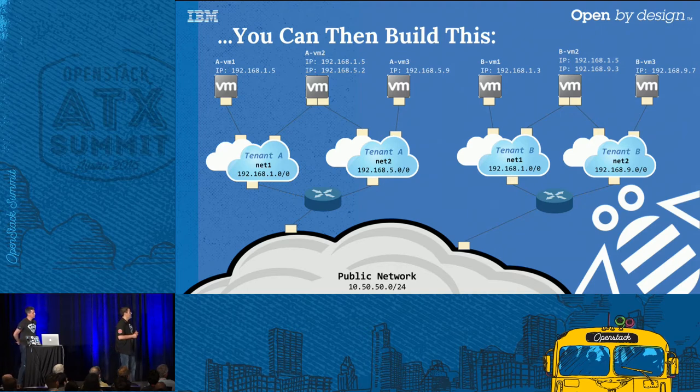The Neutron API also lets you do all this with different plugins on the back end, whether that's a core plugin or a driver with the ML2 modular layer 2 plugin. So there's all kinds of interesting things you can do with this as well. This is kind of fundamentally what SDN is about, I think.